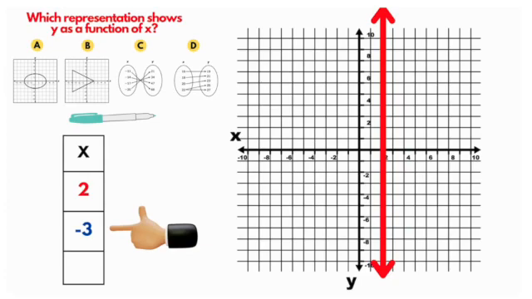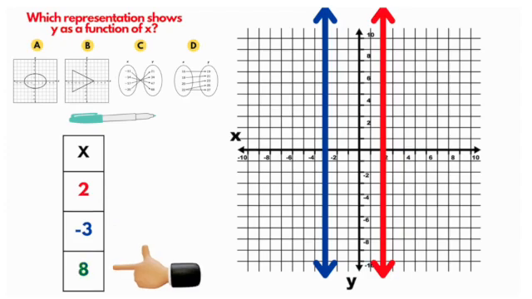If x is equal to -3, it would be vertical, but it would be along the -3 side on the x. And one more, let's do +8. That will give us a vertical line as well. So when x value is equal to a number, we will have a vertical line.